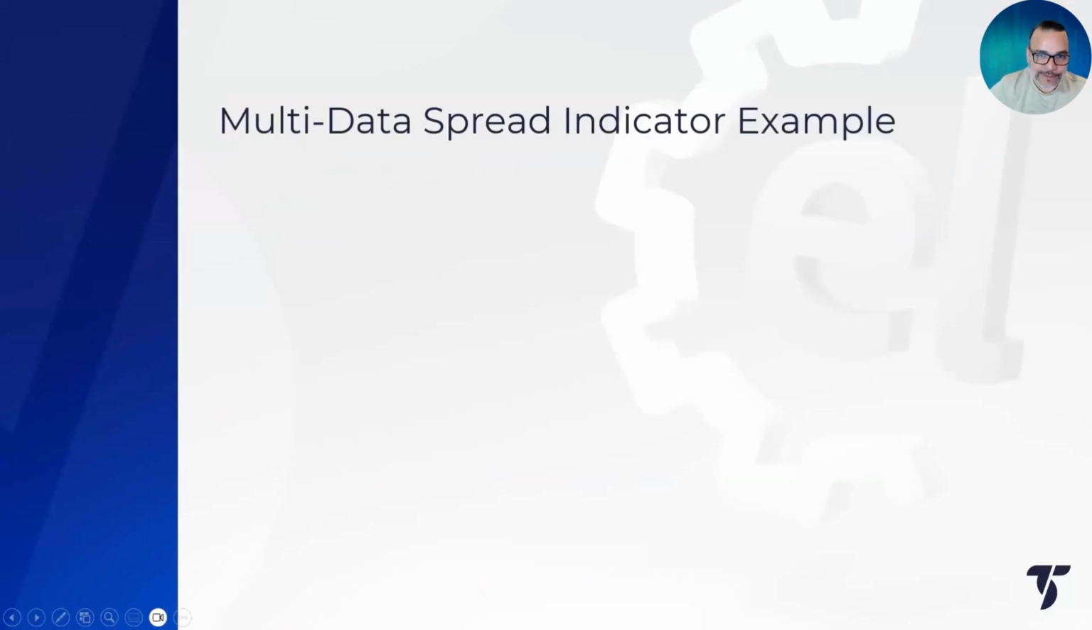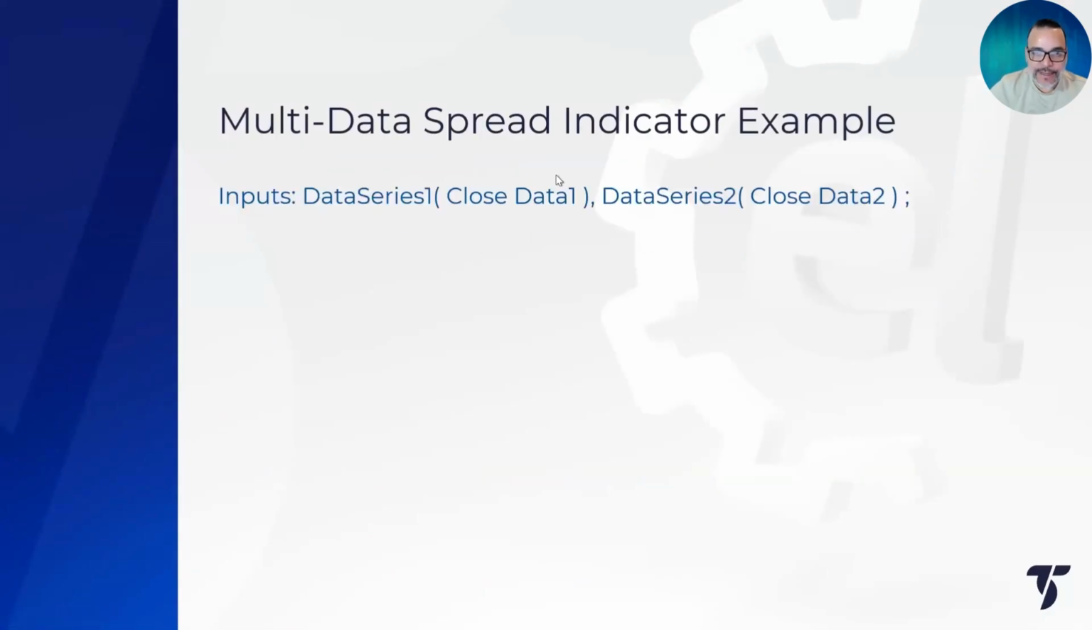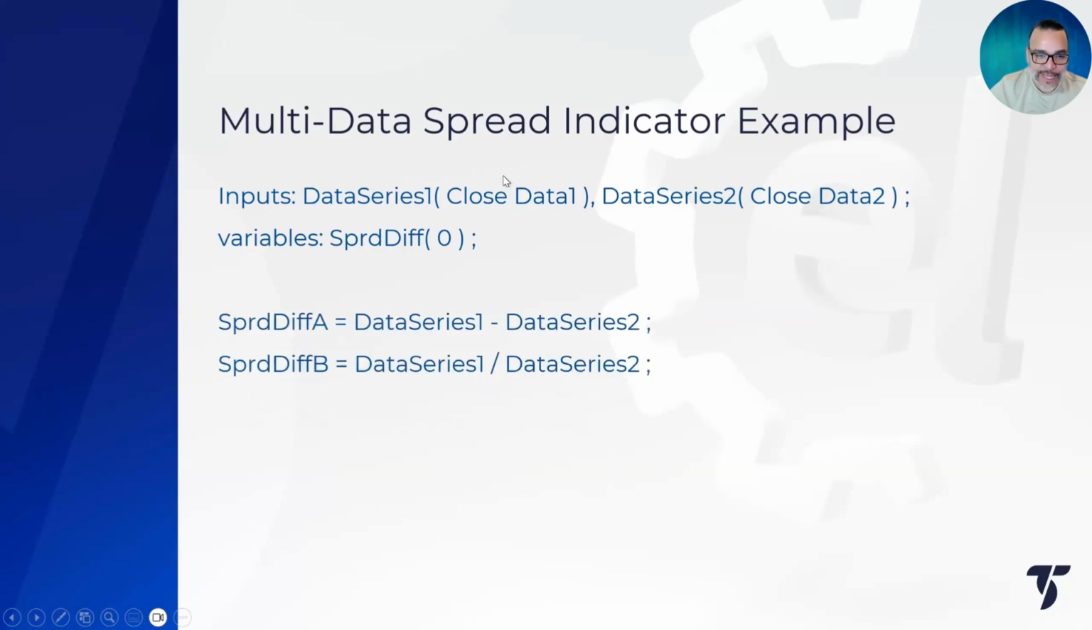Here's some additional examples. Here's an example of an indicator that calculates the difference between two data sets and the ratio between two data sets. Let's go ahead and take a look at it. You can see that at the very top, we have the inputs, and it's making reference to close of data 1 and close of data 2. Remember that if you don't include a data number, EasyLanguage will assume that it's data 1.